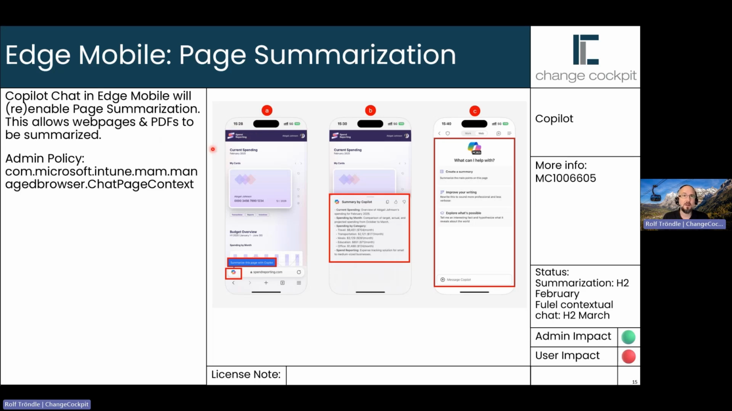And you can also do the same thing with PDFs if you open a PDF in Edge Mobile. And for admins, there is even a configuration key available to enable or disable this feature if you're using mobile application management solutions. This also works with other solutions, not only with Intune. Perhaps you're using a third-party solution for mobile application management.